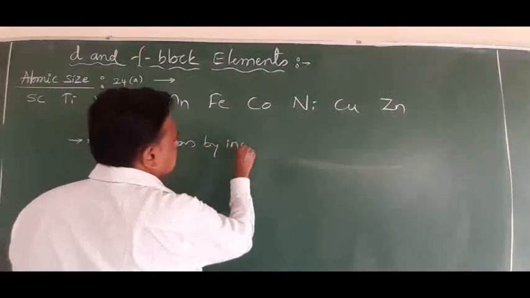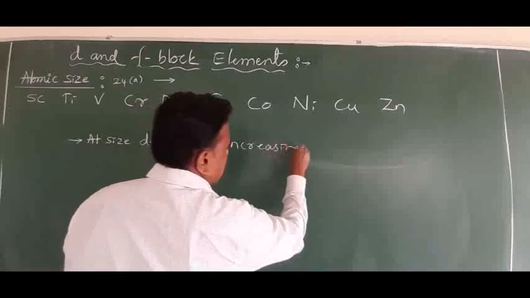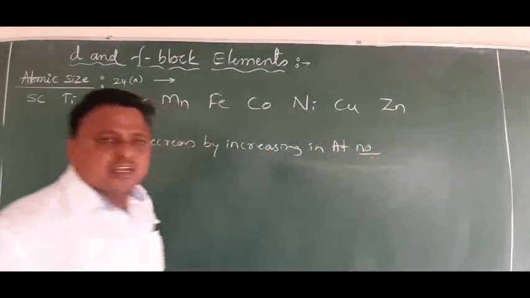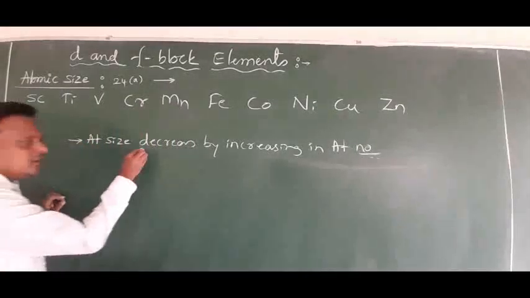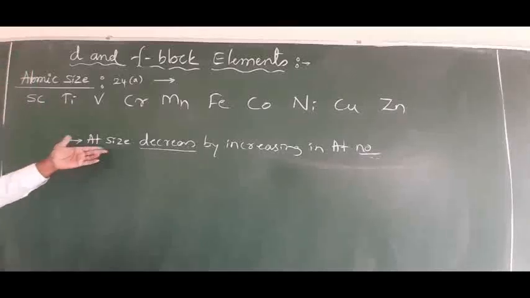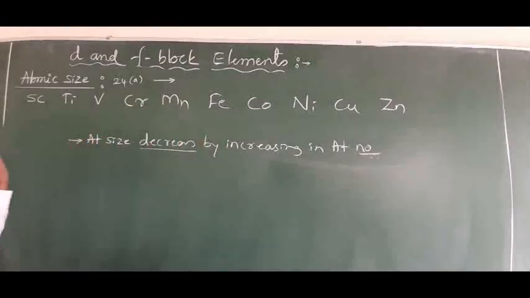Atomic size decreases with increasing atomic number. Atomic size should decrease. This is the general concept. But in the 3d series, what happens? Does it agree with the same line? Does it keep decreasing, or is there a change? Learning that is very important, children. That is why we say atomic size in the 3d block.